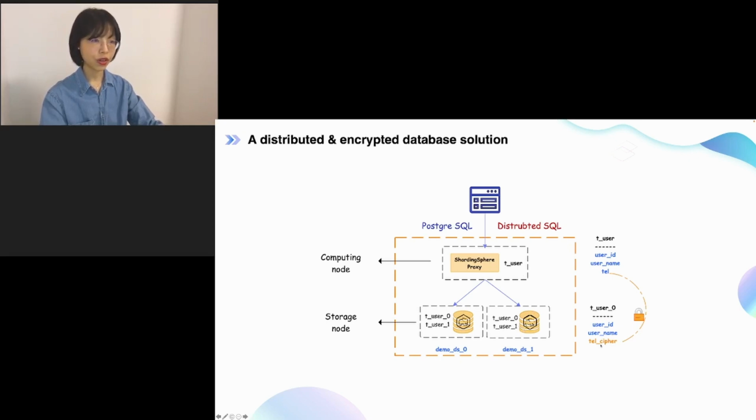And so here, this column will contain the cipher text of your telephone number, from the plain text of your end user. Yeah, so this mapping or this configuration, just by using distributed SQL, tells your Sharding Sophia proxy to help you do the data encryption. Yeah, so that's a logical database solution.